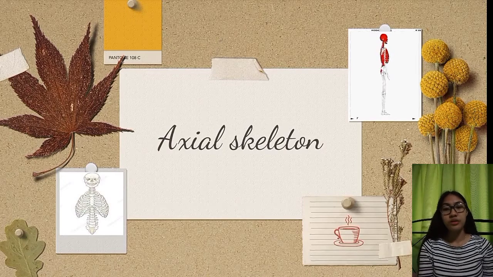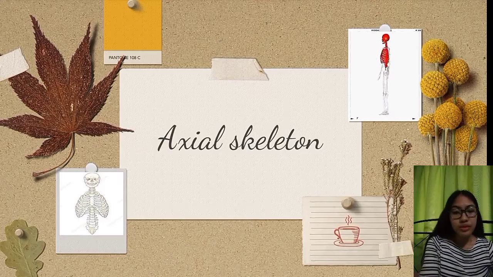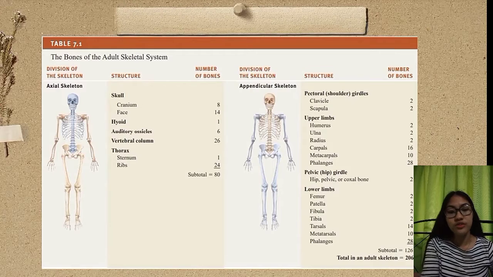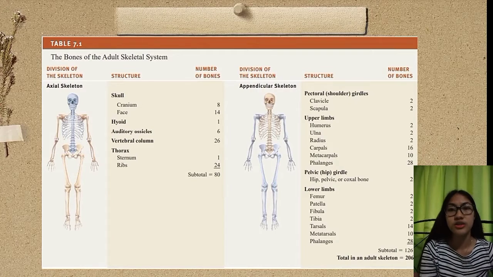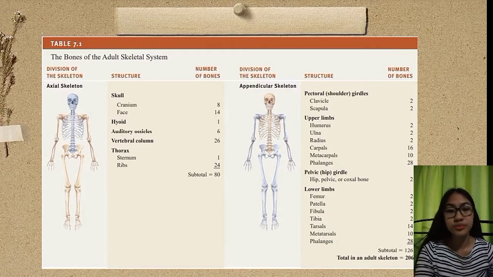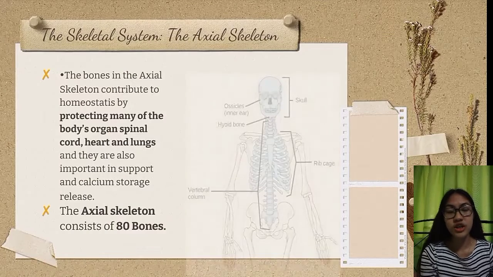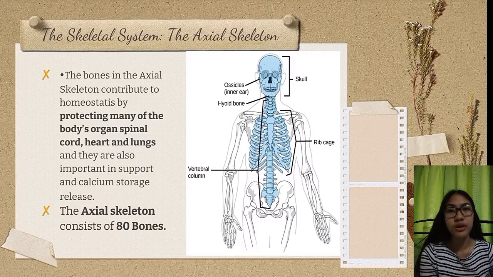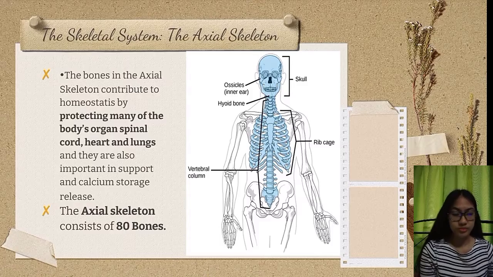And we were going to talk about the axial skeleton. The axial skeleton consists of the skull, the 8 cranial and 14 facial bones, hyoid, auditory ossicles, vertebral column, and lastly, the thorax, which includes the sternum and ribs. The bones in the axial skeleton contribute to homeostasis by protecting many of the body organs, spinal cord, heart, and lungs. The function of the axial skeleton is to provide support and protection for the body's organs.